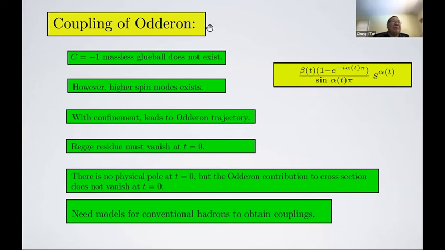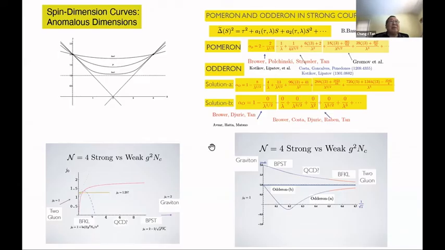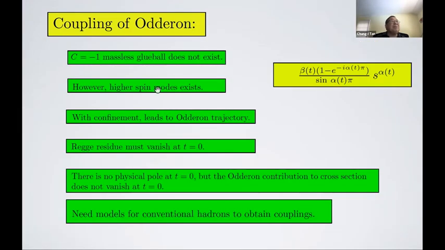Now, the Odderon is a very strange beast. It's C equal to one. If it has an intercept exactly at one, that means there is a massless particle sitting there. But we know there's no massless particle. This particle doesn't exist. So the question really is that in doing this calculation, you have to count that the Pomeron or Odderon is really a collective mode of all the high spin excitations. So therefore, the high spin modes exist, but at this particular point, it vanishes.